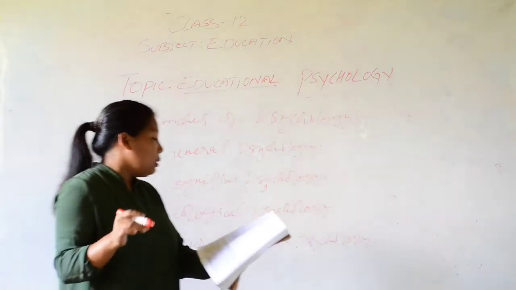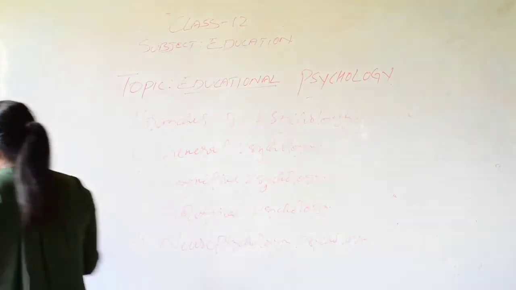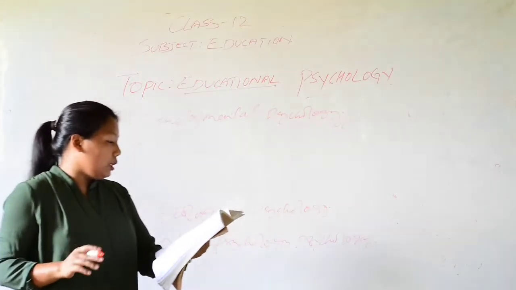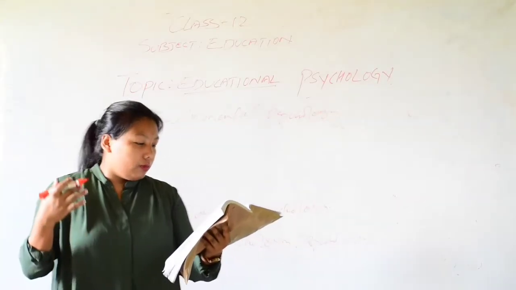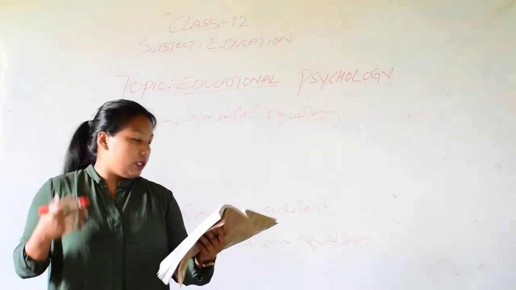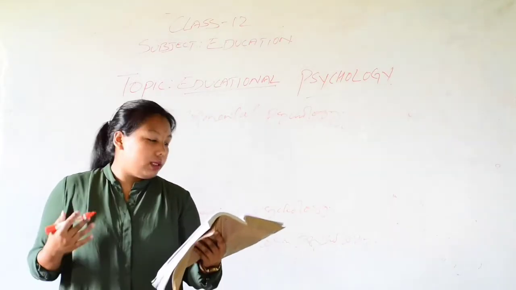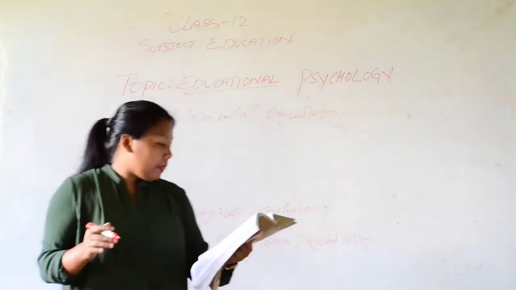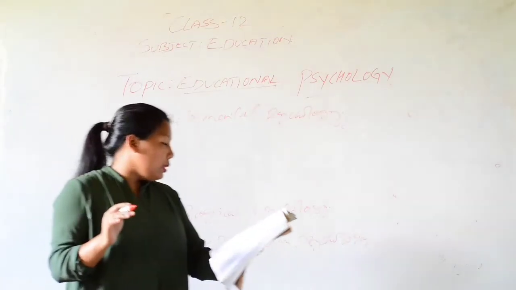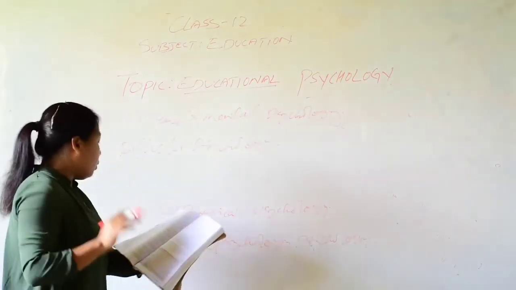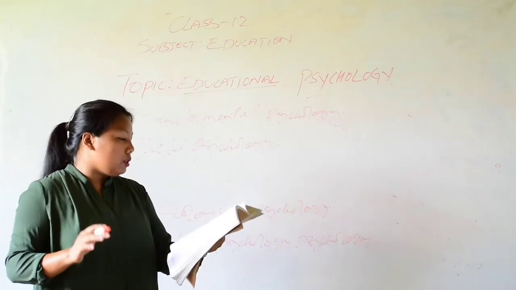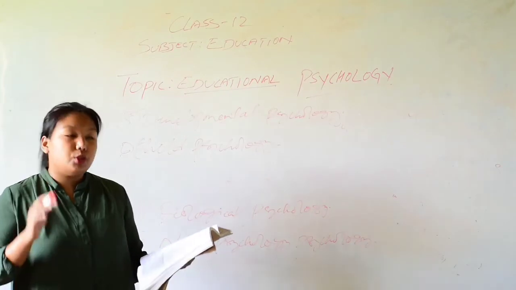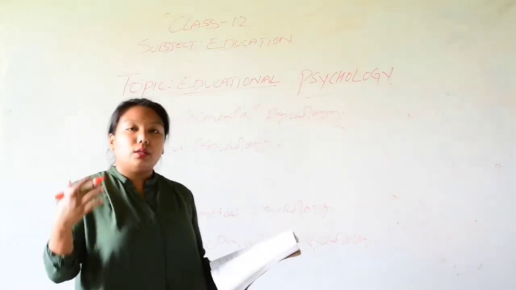Okay, the fifth point is developmental psychology. Developmental psychology studies the physical, social, and psychological changes that occur at different ages and stages of human life. What is child psychology? Child psychology focuses on the mind and behaviors of children until they attain adolescence.